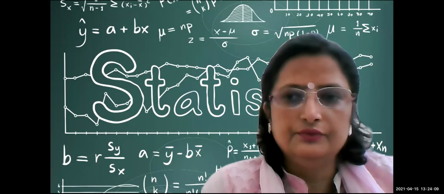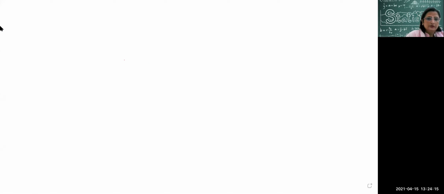So today we will do some theorems based on chi-square distribution. So what is the statement? Theorems on chi-square distribution, or we can say the properties of chi-square distribution. So what is the statement?